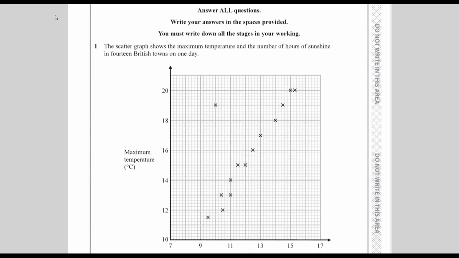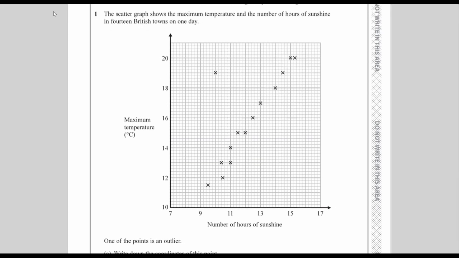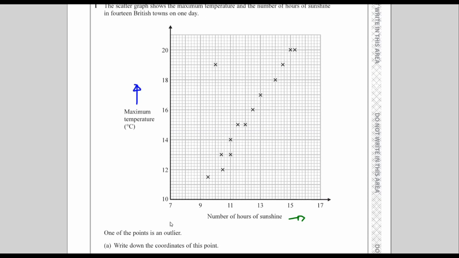Question 1. The scatter graph shows the maximum temperature and the number of hours of sunshine in 14 British towns in one day. And we've got a graph to show what's going on. Maximum temperature on the vertical axis and number of hours of sunshine on the horizontal axis. One of the points is an outlier. Part A. Write down the coordinates of this point.